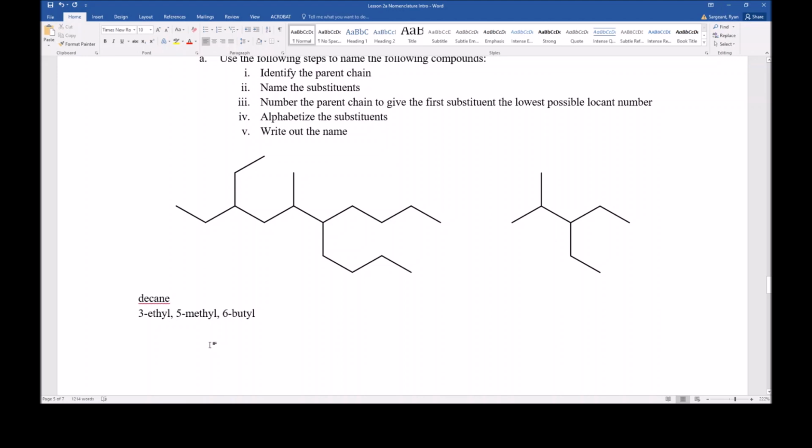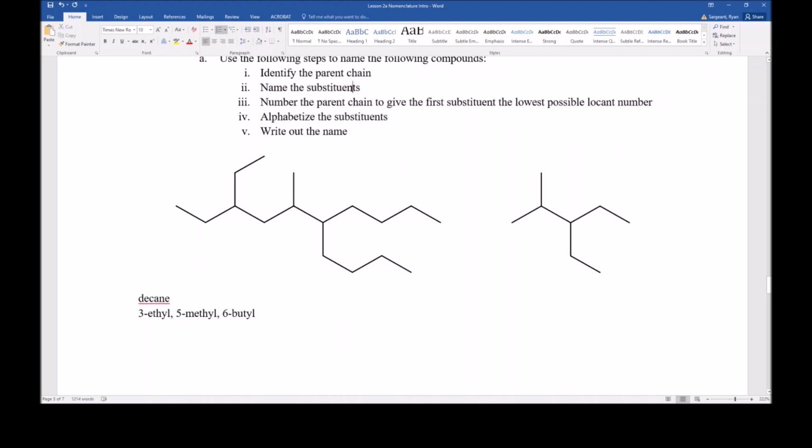One of the common mistakes I see students make is they'll call everything an ane. It'll be 3 ethane, 5 methane, 6 butane, and decane. And you really only get to use that A-N-E ending one time, and at the very end. All right, let's check where I'm at.